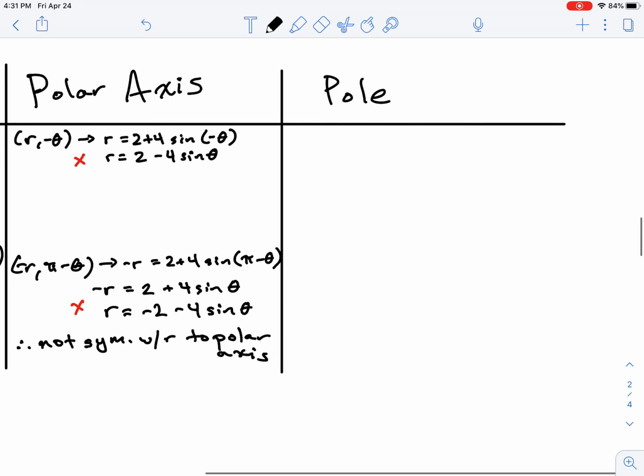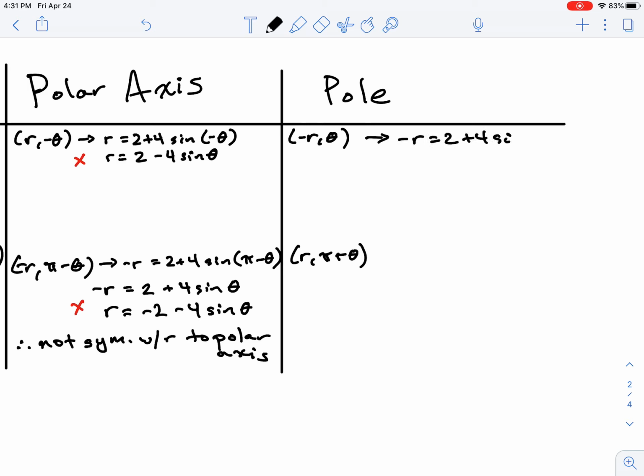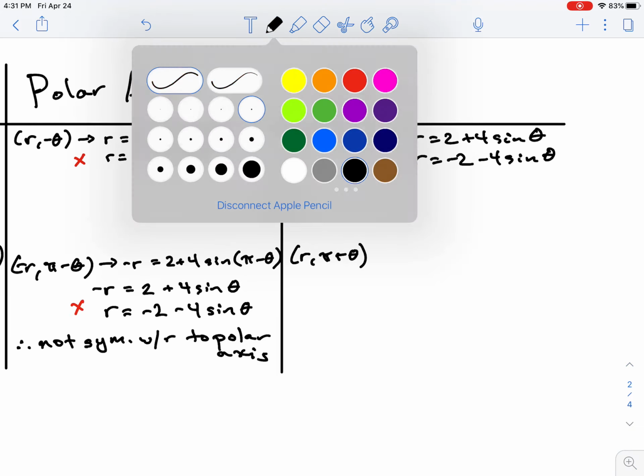Okay? All right. Now the last check is to go ahead and see if it's symmetric with respect to the pole. So there are two ways for that. We can either replace r and theta with negative r and positive theta, or we can go ahead and check to see if this works. So by replacing r with negative r, we would get negative r is equal to 2 plus 4 sine theta, which is just r is equal to -2 minus 4 sine theta. Not the same, so this one does not work.